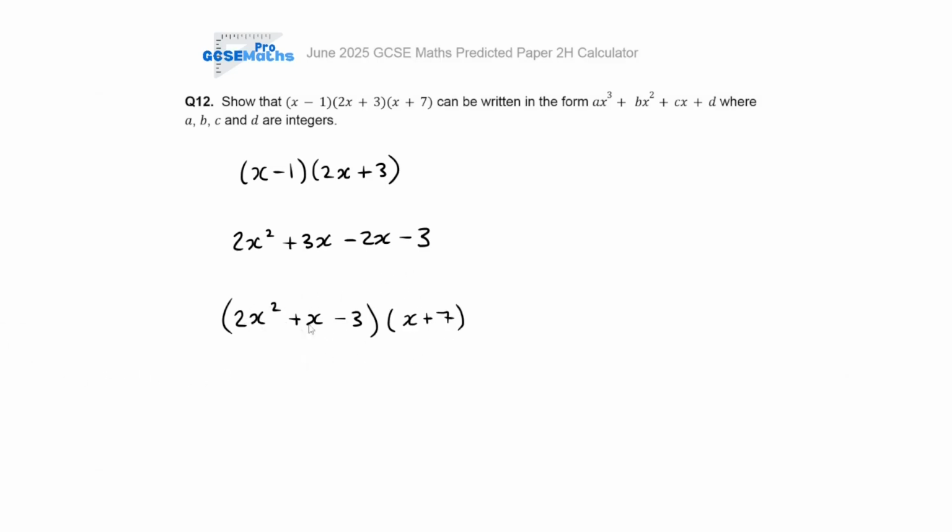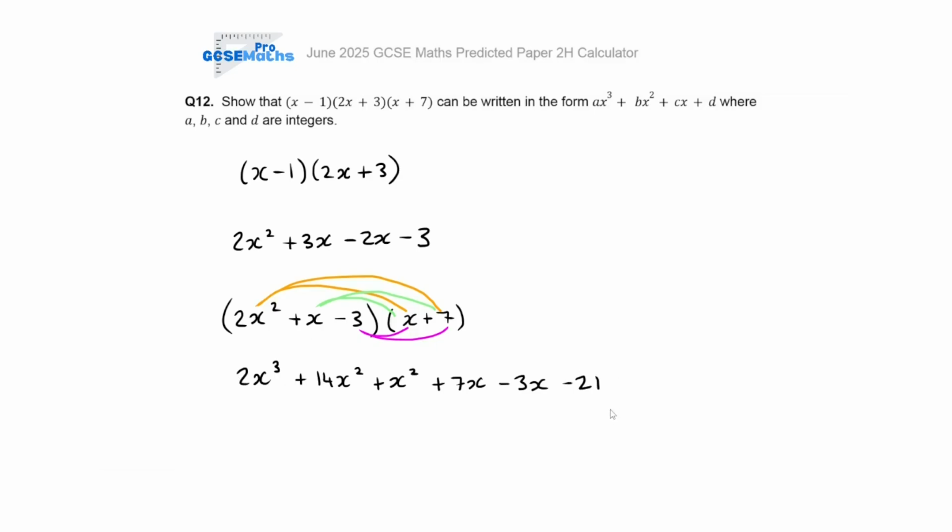Now, I'll show you how I like to expand this. I like to go from the 3-term bracket to the 2-term bracket, like this. So that would be 2x cubed, then 2x squared again, multiplied by 7, is 14x squared. Now I'm going to move on to the x in the middle. So x times x is obviously x squared. x times the 7 is obviously then 7x. And finally, move on to the minus 3. Minus 3 times x is obviously minus 3x. And finally, minus 3 times 7 is minus 21.